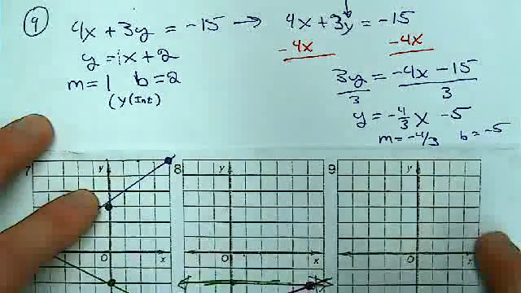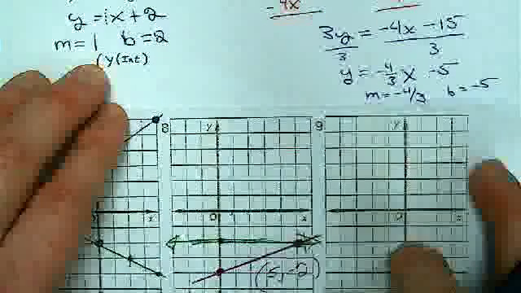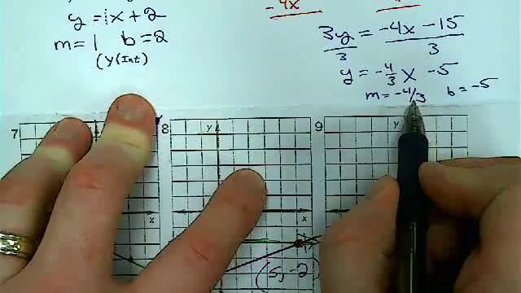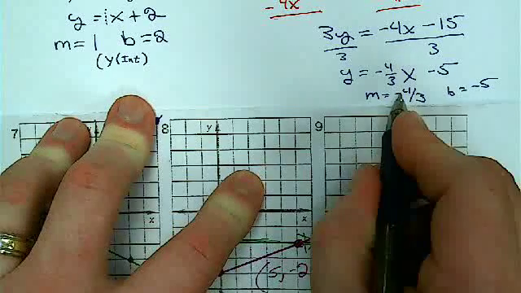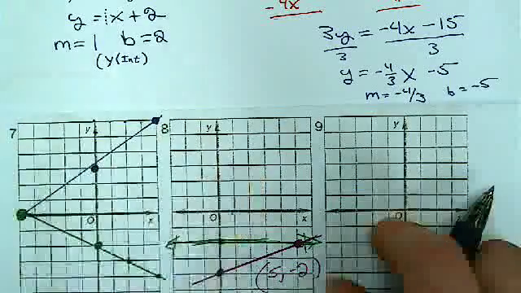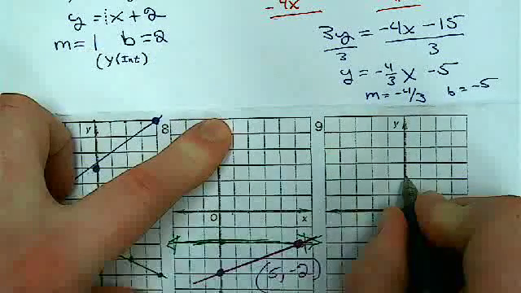How would you graph the fraction? Well, the one nice thing is, since this fraction here is the slope, it's the rise over the run. So I go down 4 over 3. Right. So let's graph this guy. Slope of 1, intercept of 2. So here's 2.